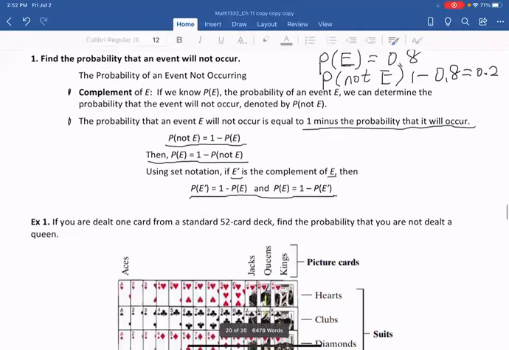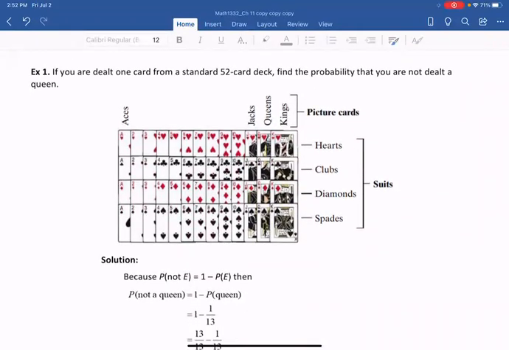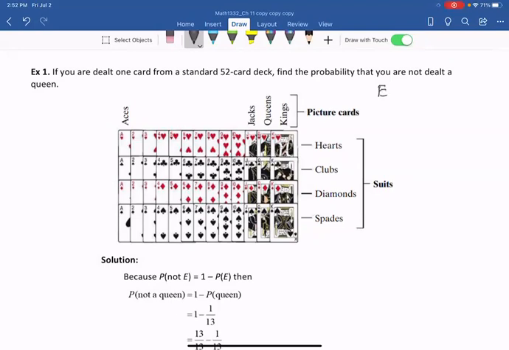Let's see some examples. So you see example 1, we learned about the 52 card deck. So the card deck is very important. If you are dealt one card from a standard 52 card deck, find the probability that you are not dealt a queen. It's very hard to find that you are not dealt a queen because so many cards are not a queen. But if you let the event E to be, you are dealt a queen.